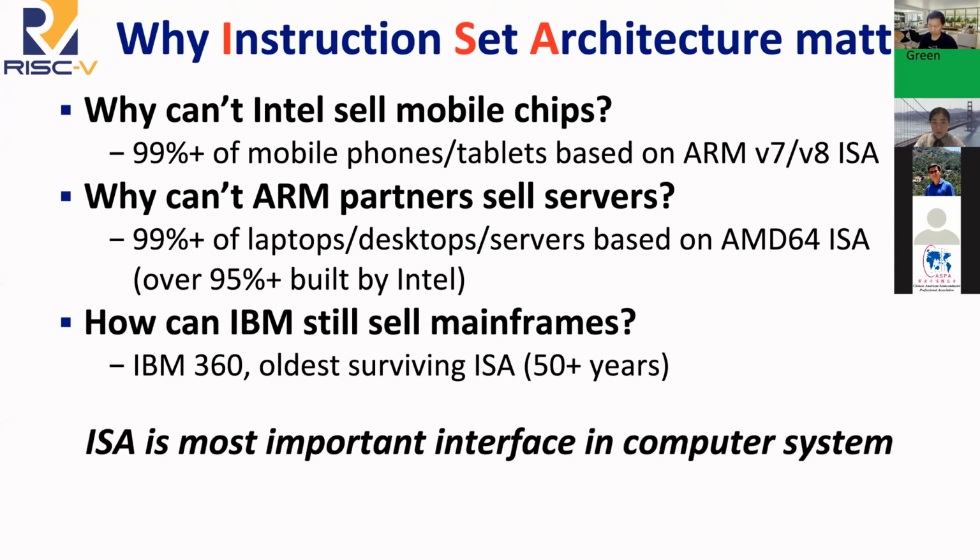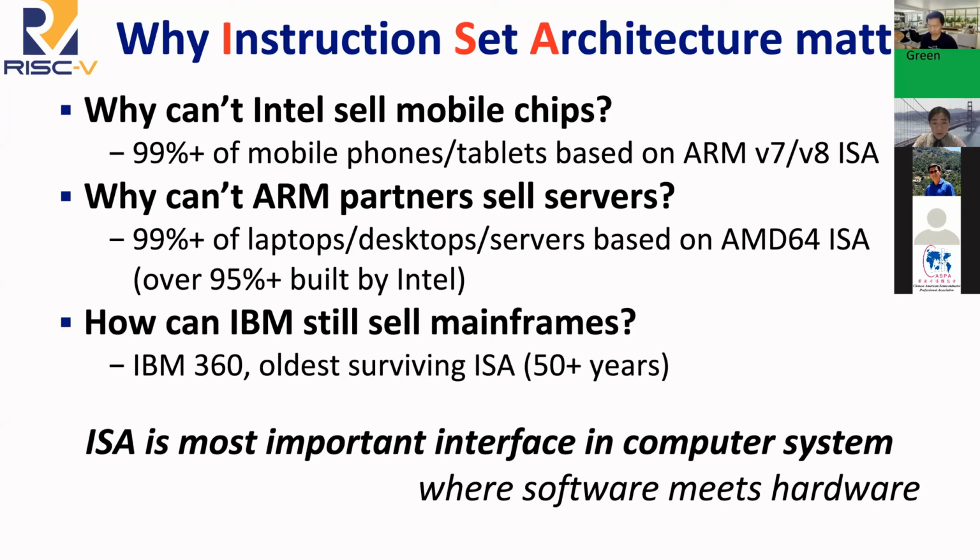The thing to realize is that this instruction set architecture, which is how you encode software for the machine, is really the most important interface in computer systems, because this is where software meets hardware. You can see it divides our industry, like mobile, server, mainframes. It's really segmented by the ISAs they use in those domains, because that governs what software is available to use in those spaces.